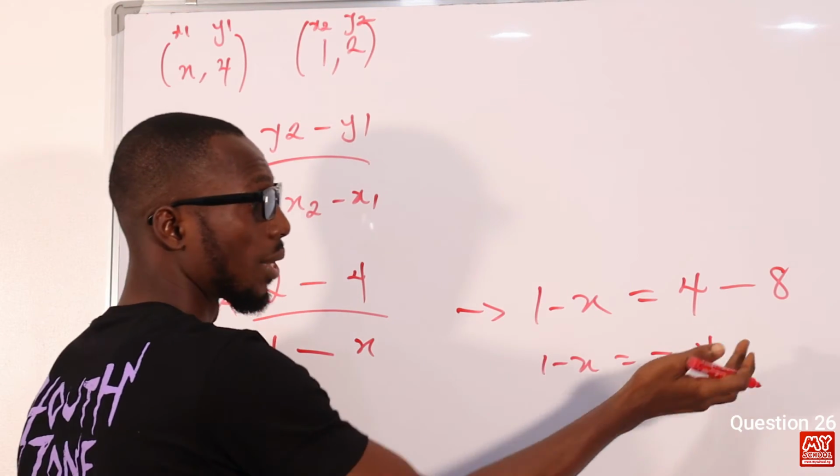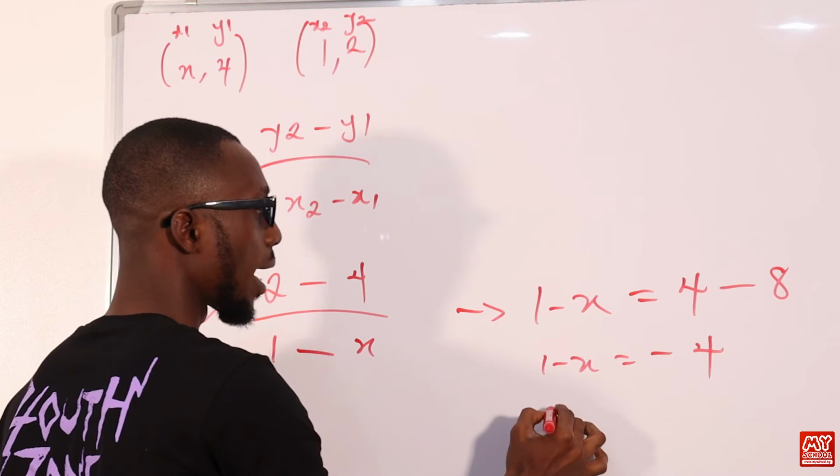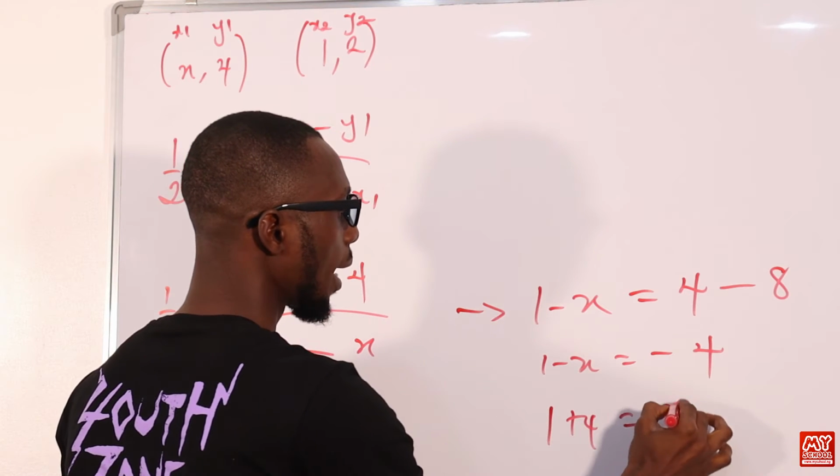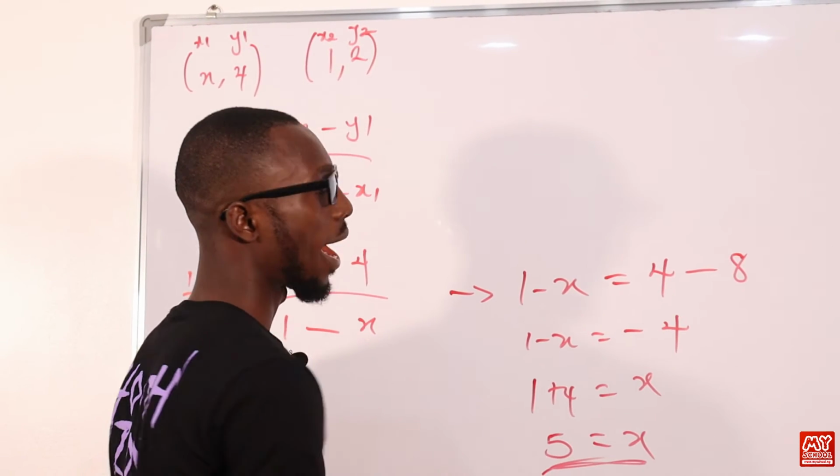So you can collect like terms. I can send x here, whichever one I want to do. I can bring in 4. So I have 1 plus 4 equals x. 1 plus 4 equals 5. So x is 5.